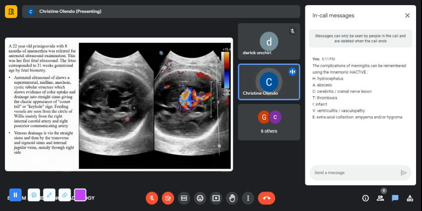And what we're seeing is that there's a central anechoic lesion. It's cystic, and we have a tubular extension to it. This feature is a classic sign of the comet tail. And once we put color, they were able to confirm that it was vascular. There was a flow within that.